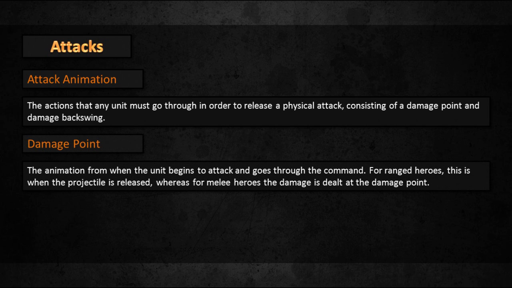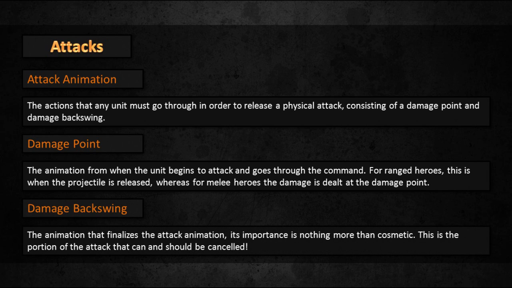Damage point: the animation from when the unit begins to attack and goes through the command. For ranged heroes, this is when the projectile is released, whereas for melee heroes, the damage is dealt at the damage point.